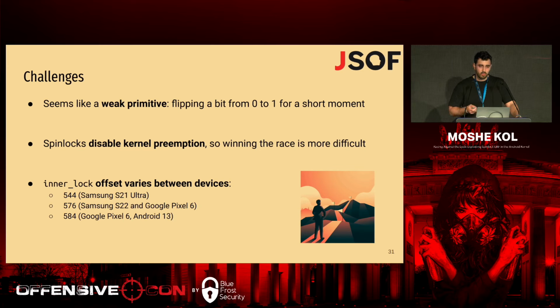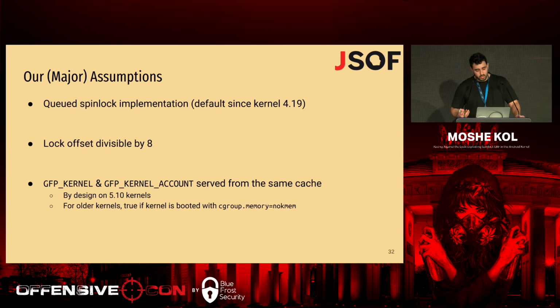And on top of that, the inner lock offset, so the field on which we have the use-after-free, varies and changes between devices and versions. So we recorded multiple values of this offset, and we want the exploit to be working on all of these devices. So what we assume to achieve that is, first, we assume a queued spinlock implementation, which is the default on ARM64 since kernel 4.19. We further assume that the lock offset is divisible by 8, and you'll see where this assumption comes from. And we also assume that GFP_KERNEL and GFP_KERNEL_ACCOUNT allocations are served from the same cache. So this was the case on all the Android devices I checked. I don't know if it's a wide Android thing, but it was true on the devices I checked, so I assumed it.